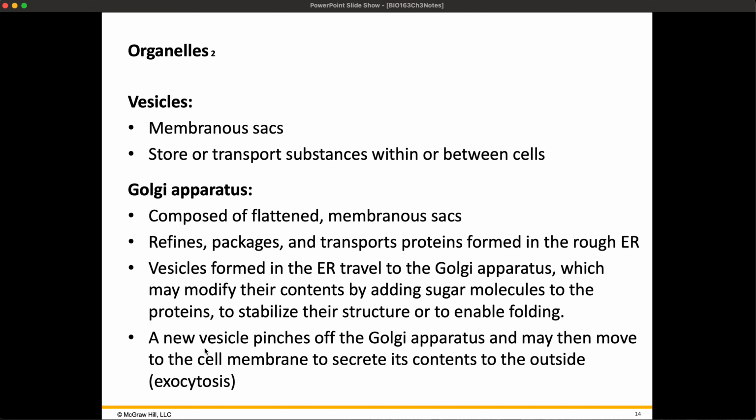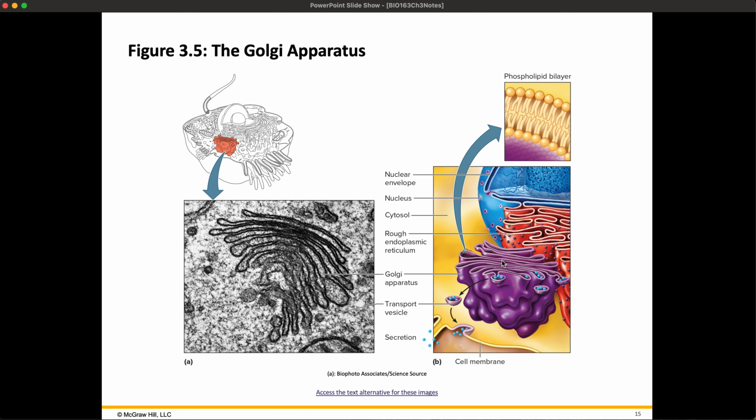When vesicles are taking things out of the cell, just go ahead and give you a word here, exocytosis. Exo, exiting, right, out of, and then cytosis, the cell. So you can see the Golgi apparatus. It looks very, very similar to the smooth endoplasmic reticulum.